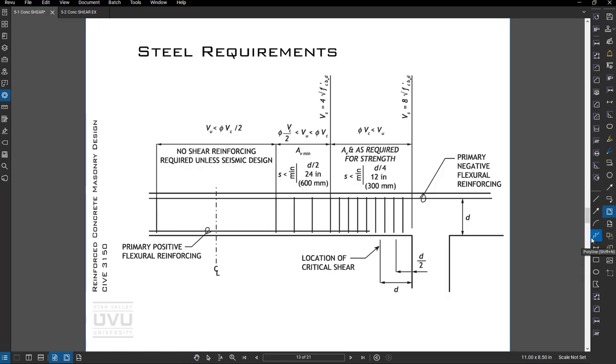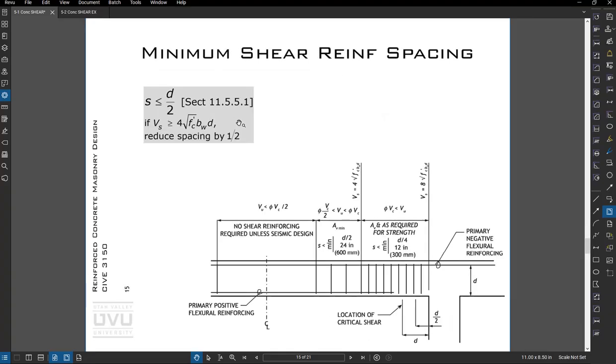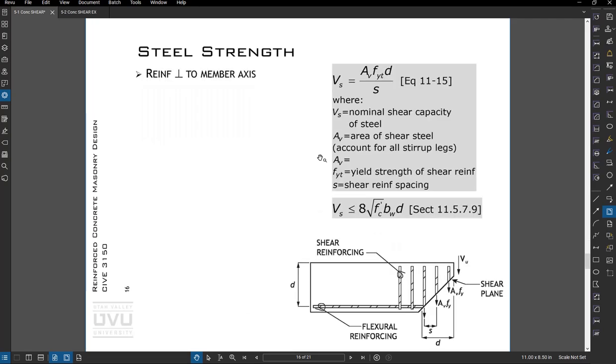Okay, so let's jump into shear reinforcing strength. There's a shear reinforcement minimum area, so that's what this equation is. You can get into that a little bit more. There's a spacing requirement, which we just talked about. And then the steel strength for shear reinforcing is given by this relationship.